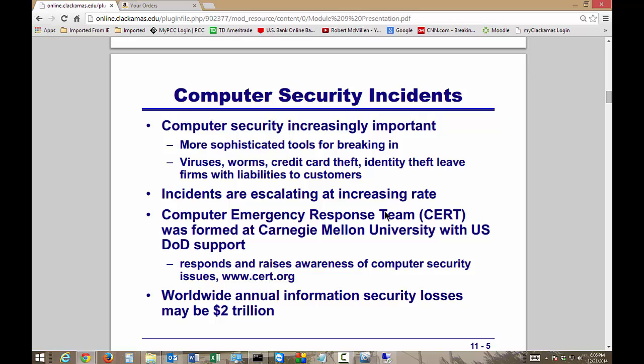So the CERT team, which you can sign up for to have them send you emails anytime there's a new type of threat, was formed at Carnegie Mellon University with U.S. Department of Defense support. It responds and raises awareness of computer security issues. So go to cert.org to sign up. I get my reports usually about once a week. Worldwide annual information security losses may be $2 trillion. That's money that's going to some very bad people that are doing things with it that we don't want them to have.